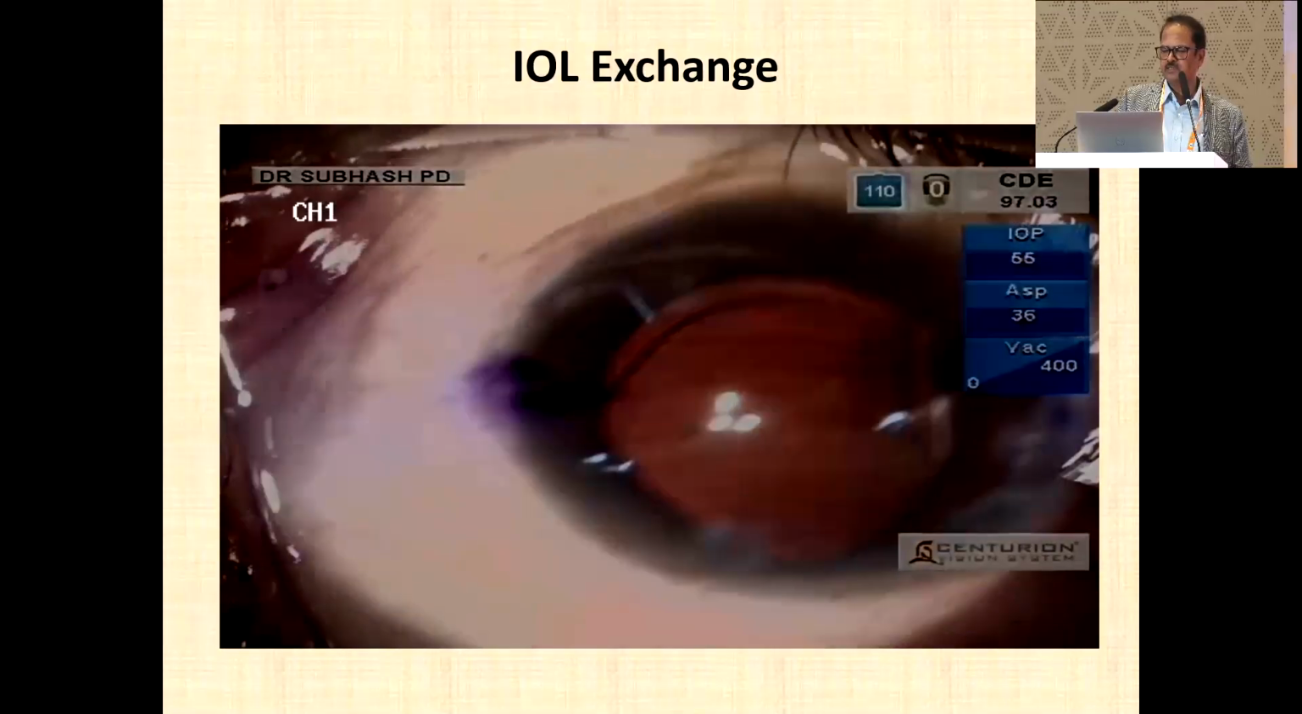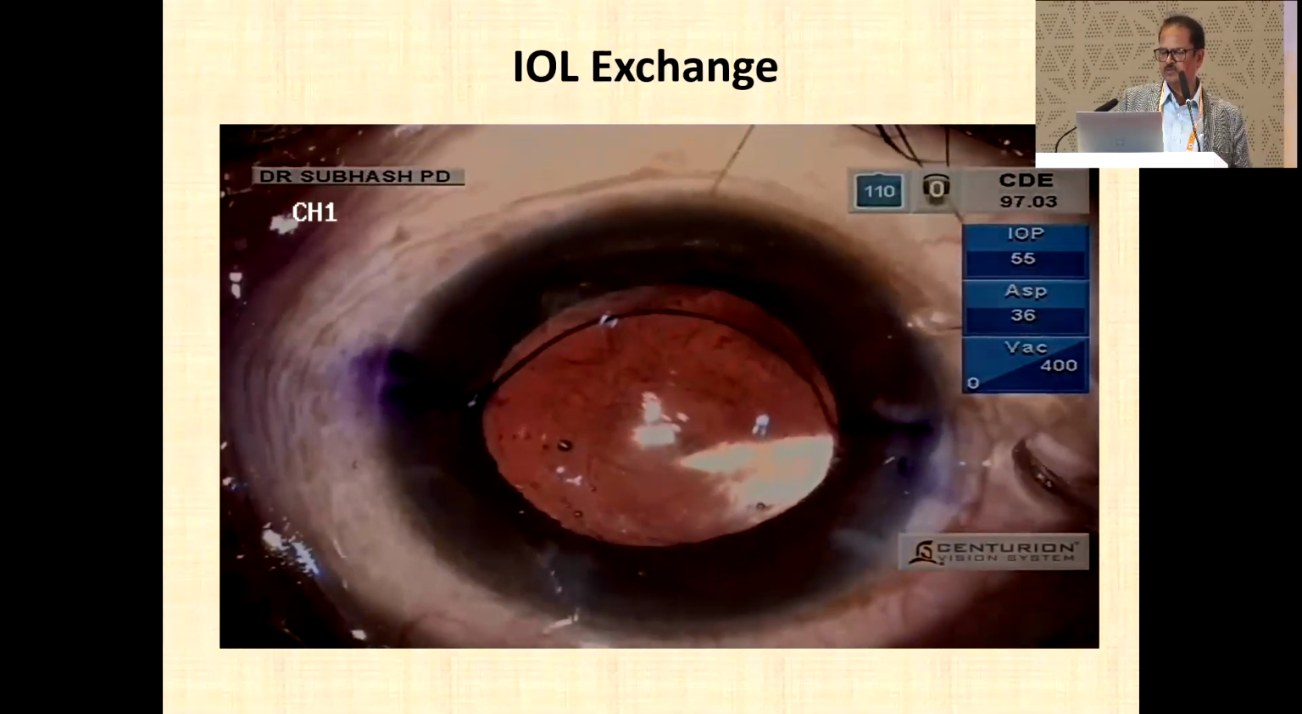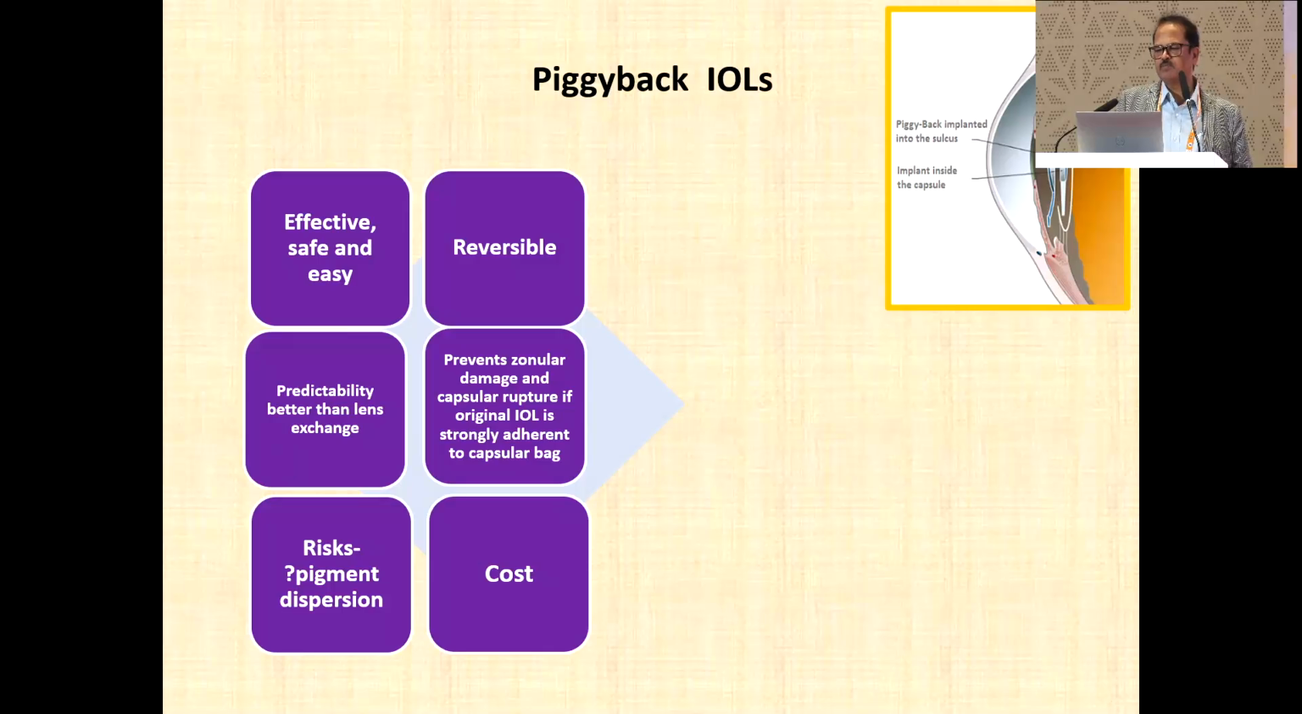So this is one of the methods of taking out the lens, where you need not cut it completely. Another option is the piggyback lens. When the surgery was done quite long back, and there is strong capsular adhesion, and you think there can be more injury if you try to free the lens from the capsule, then it's a better option. So it's effective, safe, and easy.